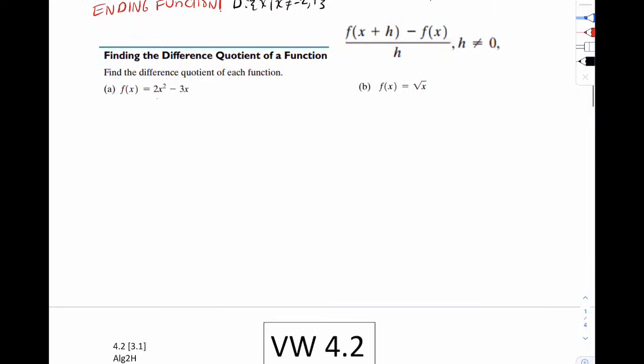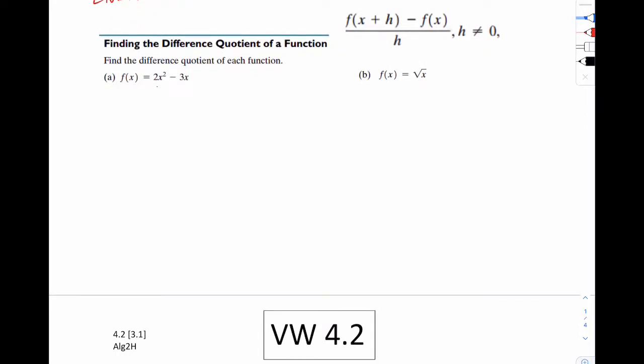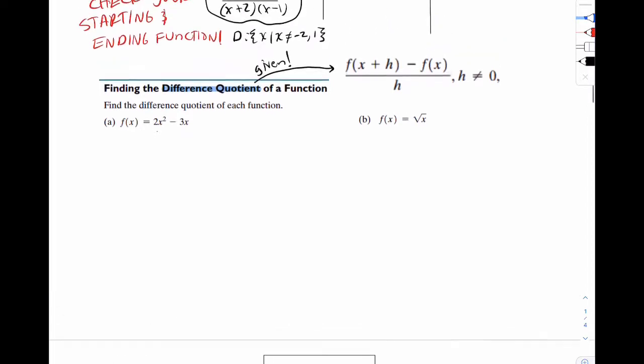Here's the last type of example we're going to do. Finding the difference quotient. So all of you highlight this. The difference quotient is this thing right here, and that will always be given, so no need to memorize that. As far as what it does, this is going to lead into calculus later. So right now in Algebra 2, we kind of just practice the skills, meaning that you can do this operation. You're not really going to know exactly what it means until later. For now, you're just going to get the skills.